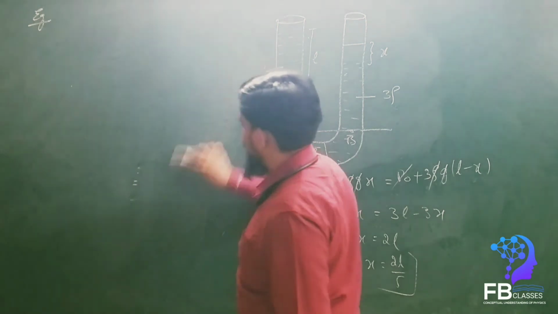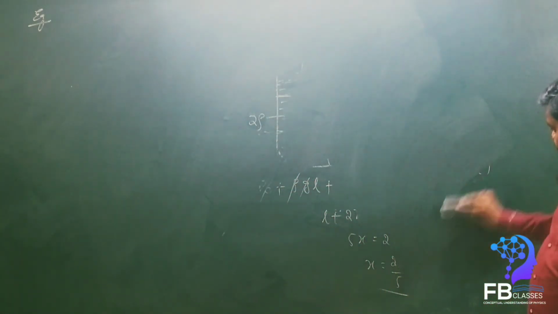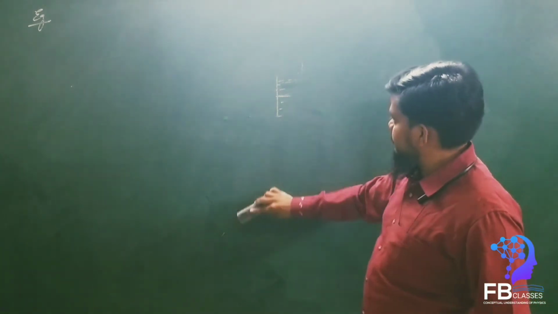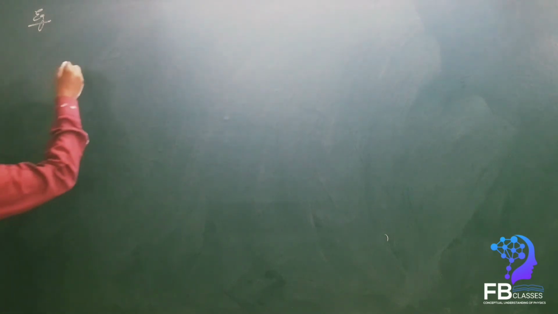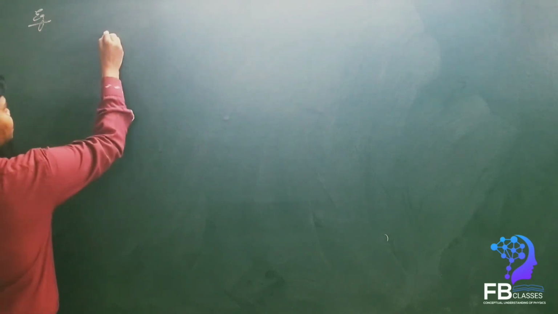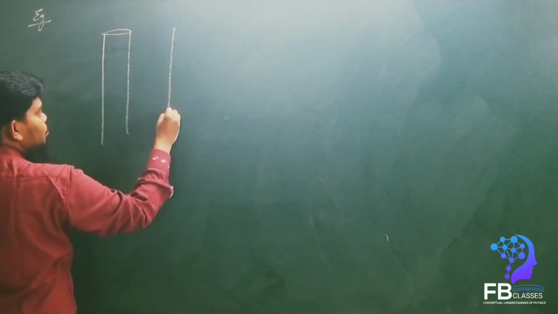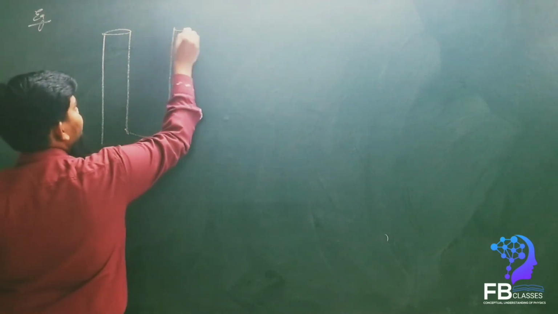This example you have to do by yourself. Do this problem very carefully. See, consider a vertical U-tube. This is a U-shaped tube.